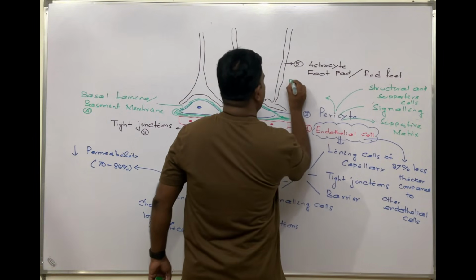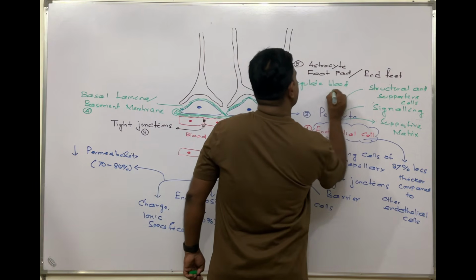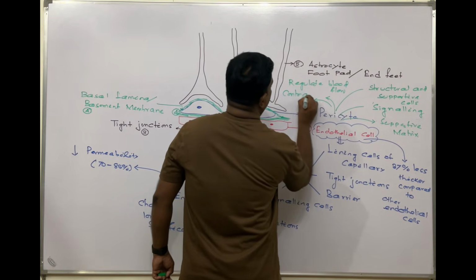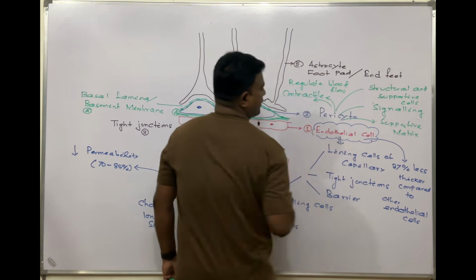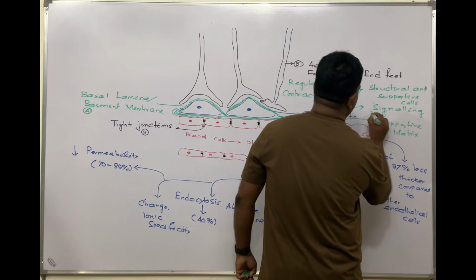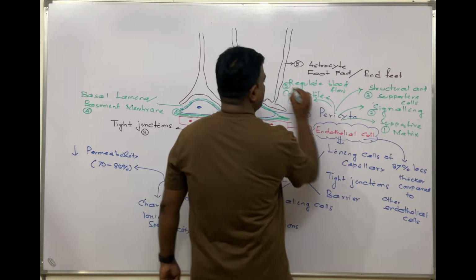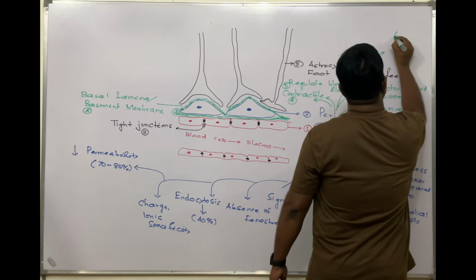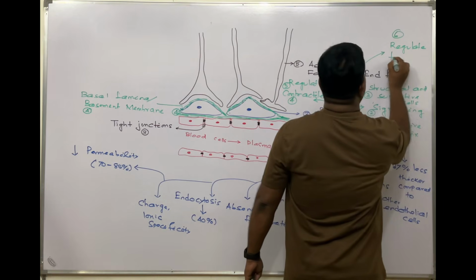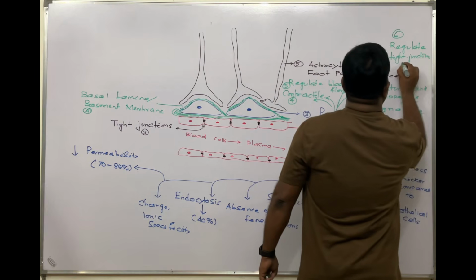They regulate, this point is important, regulate blood flow. They are contractile in nature. And can you believe, one of the most important functions, if I can write 1, 2, 3, here it is 4, 5, then the sixth and most important function: they are the cells which regulate the tight junction dynamics.